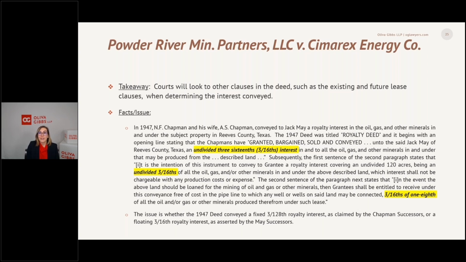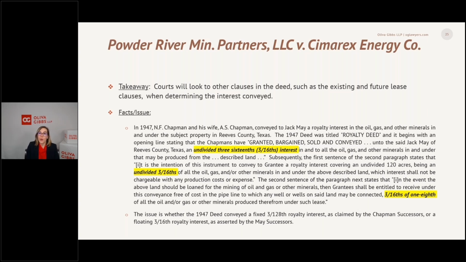In 1947, N.F. Chapman and his wife, A.S. Chapman, conveyed to Jack May a royalty interest in the oil, gas, and other minerals in and under the subject property in Reeves County, Texas. The 1947 deed contained the following fraction in the granting clause: an undivided 3/16. Subsequently, the deed again refers to an undivided 3/16 of all the oil, gas, and other minerals in and under the described land. And now for a third time, the deed again restates that we have the 3/16 of 1/8 of all the oil and or gas or other minerals produced and saved from said lease.